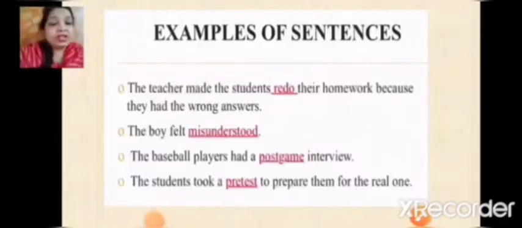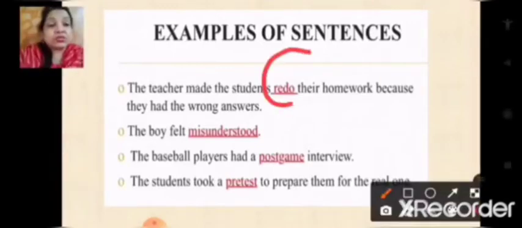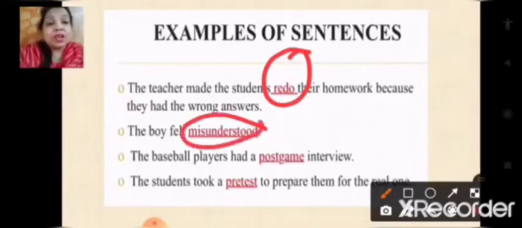Now it's time to implement all those examples which we have already done in the previous slide. Let us quickly frame the sentences and see how it works. The first sentence is, the teacher made the students redo their homework because they had the wrong answers. Now, as we know, re means again, so doing the homework again, right? The next one, the boy felt misunderstood. As we know, miss means wrong.